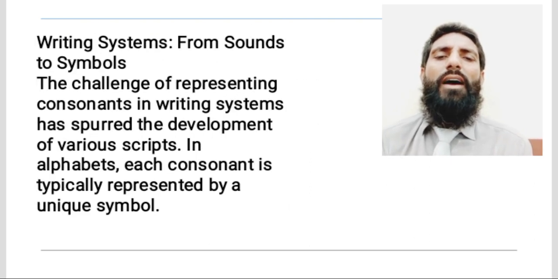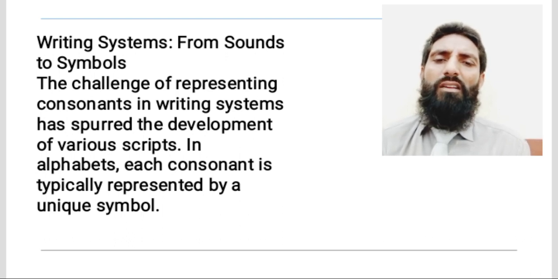Writing systems, from sounds to symbols. The challenge of representing consonants in a writing system has spurred the development of various scripts. In alphabets, each consonant is typically represented by a unique symbol.